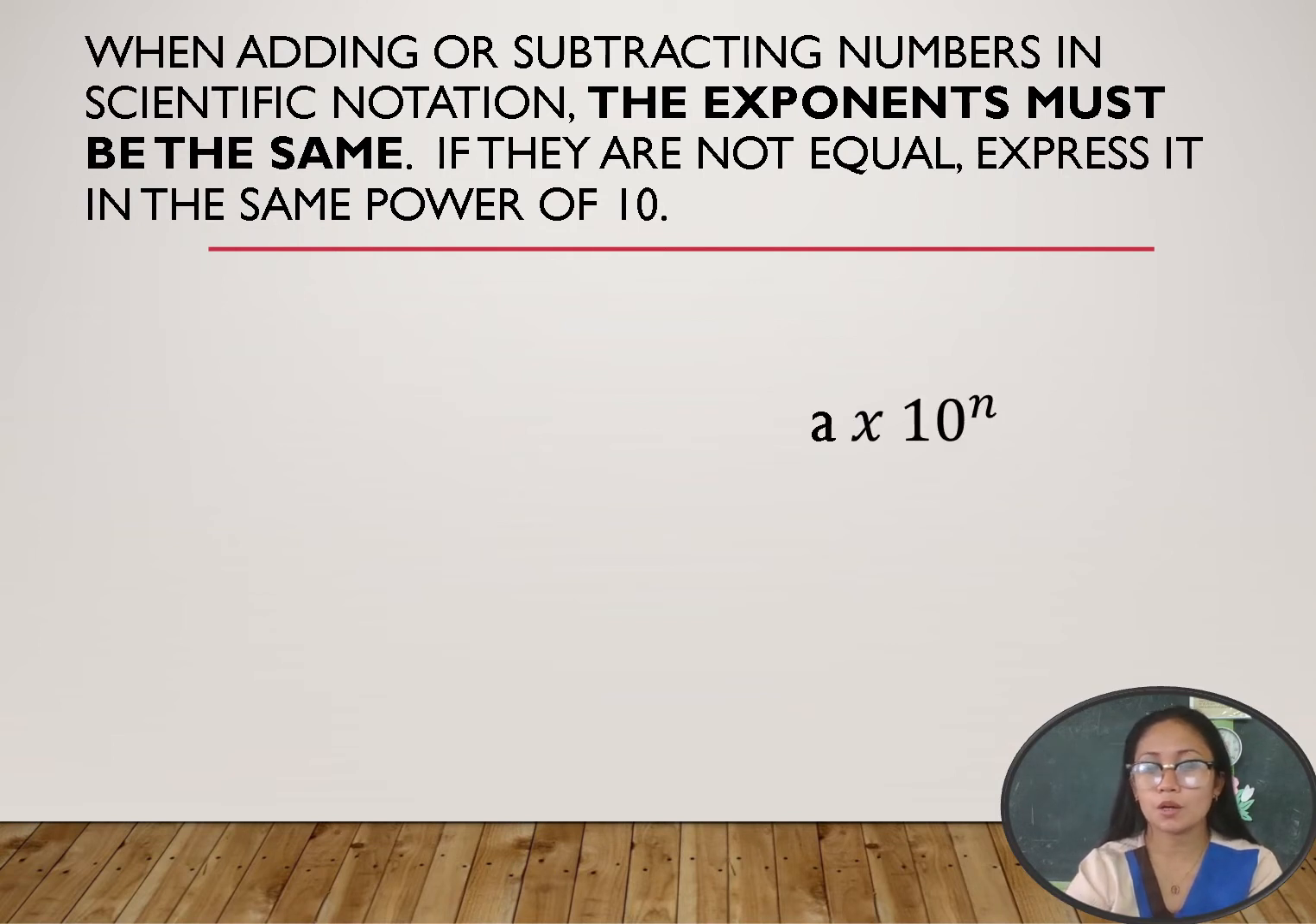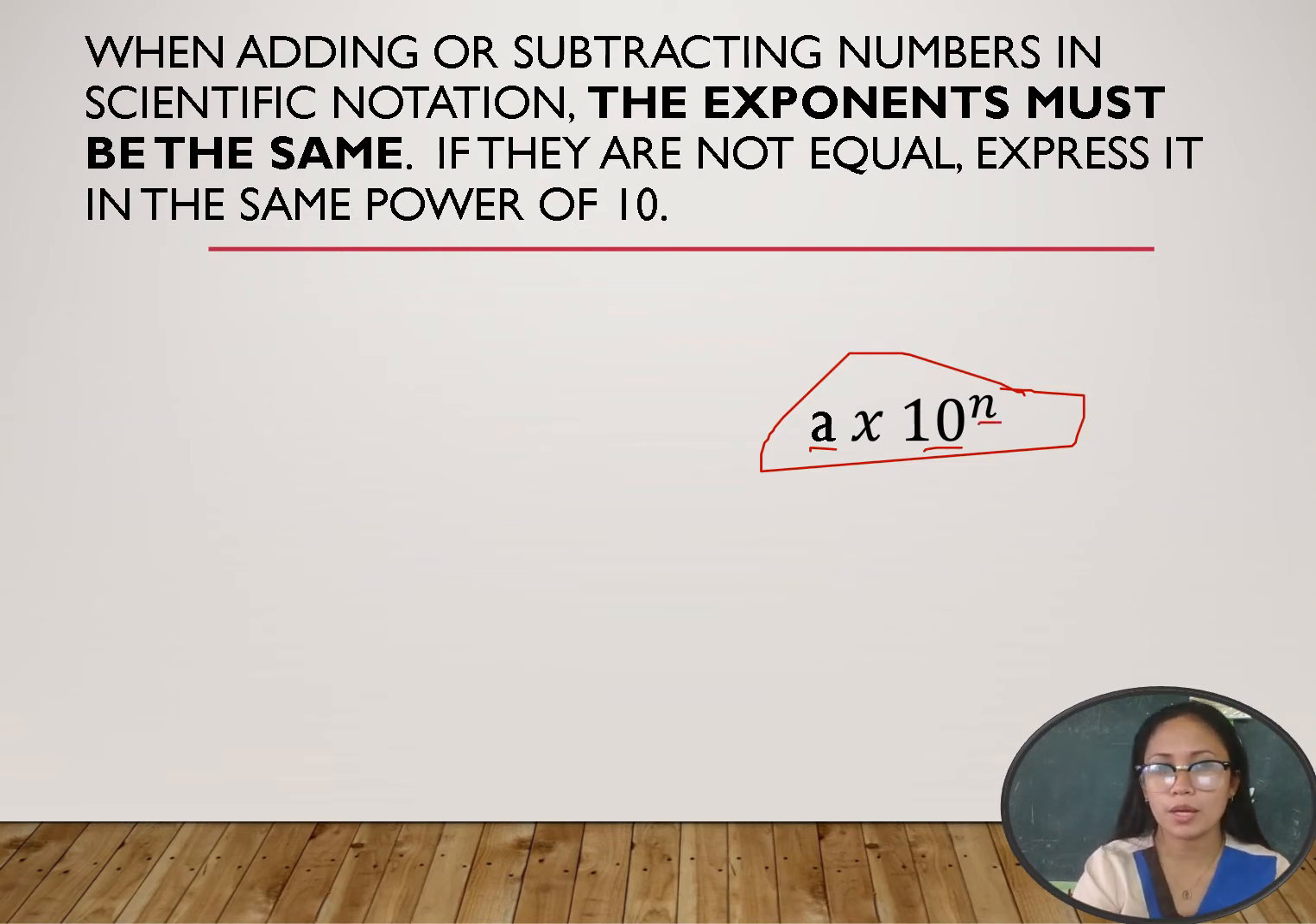Remember that in our previous video tutorial, numbers in scientific notation are in this form, a times 10 to the power of n, where a is your first factor and it should be greater than or equal to 1 but less than 10. And this 10 here is a constant and n is our exponent.